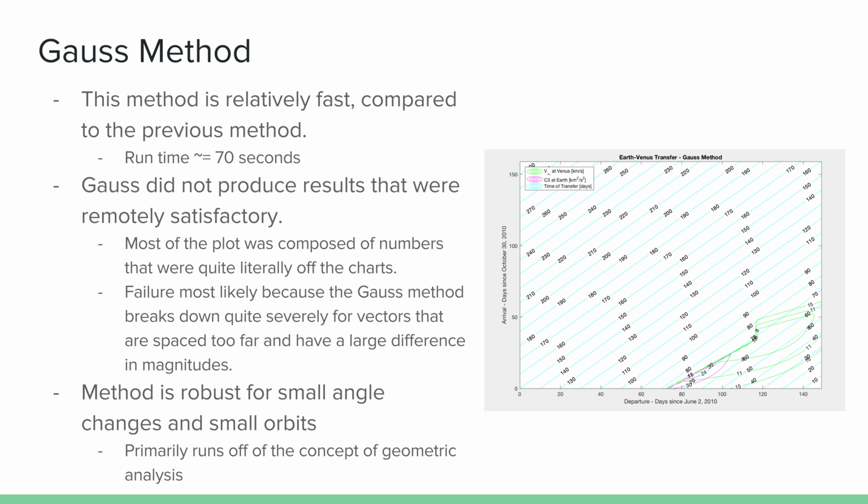This inaccuracy is largely due to the fact that the Gauss method uses geometric analysis, and that breaks down for very large differences in the departure and arrival vectors. And it's really not built for these kind of trajectories. It would really only be used for orbit determination of some sort of debris around Earth or something like that. So this method was completely awful, and I would not recommend it.